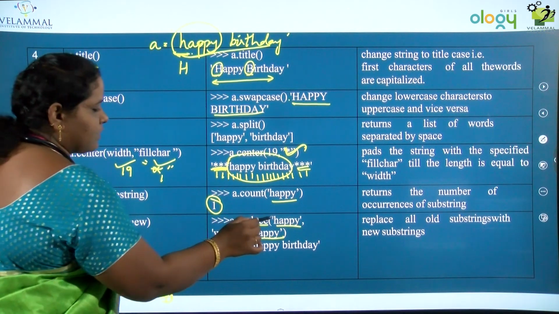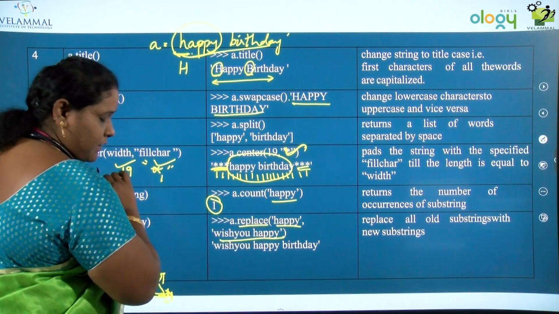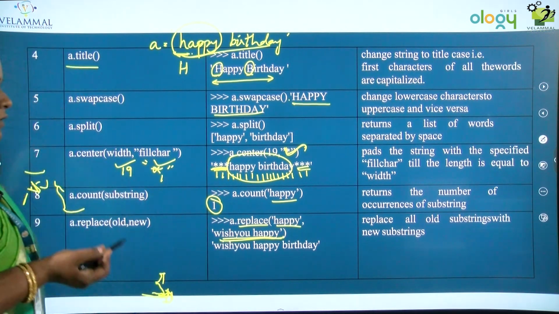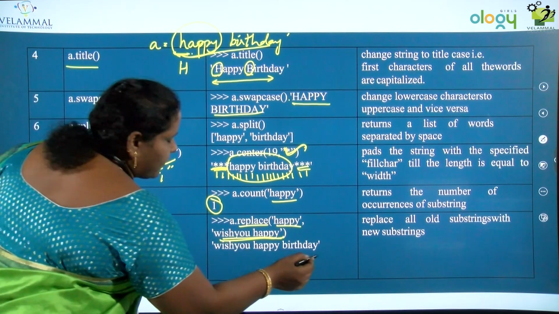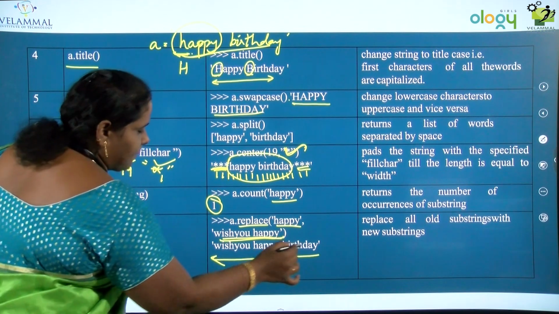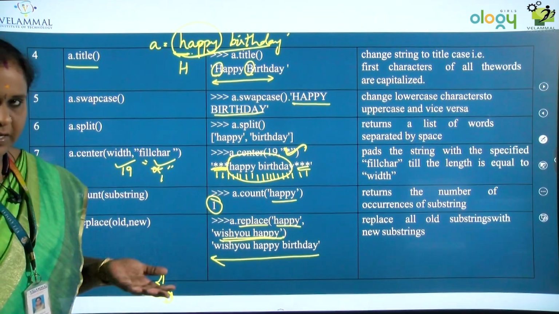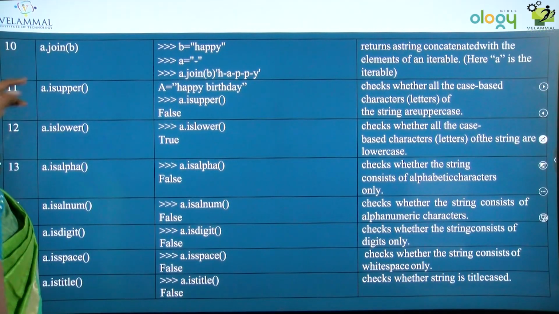Can you see the difference? This is the old one which has been specified over here, and this is the new one which I intend to change it to. So what is the output you are having here? Wish you happy birthday. So using the replace method you can change your string. Yes, and the last is going to be join.